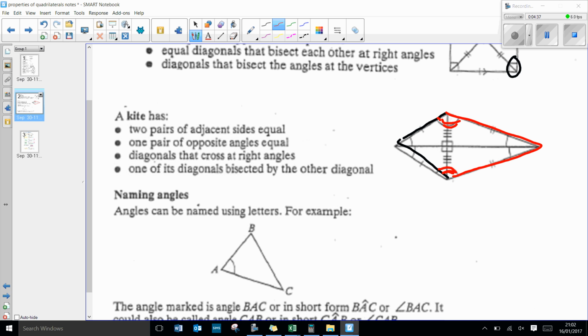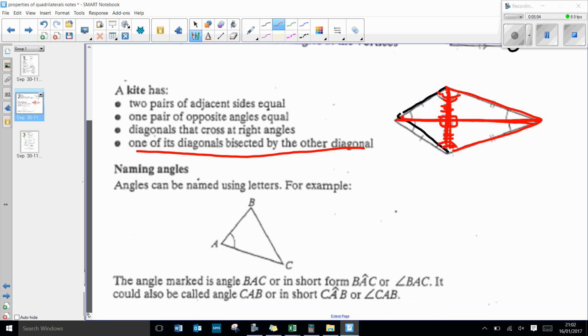And the diagonals cross at right angles. So here are my diagonals, and they cross at 90 degrees. But only one of its diagonals bisects the other. So we can see that this diagonal has been bisected by this one, because these 2 parts are equal in length.